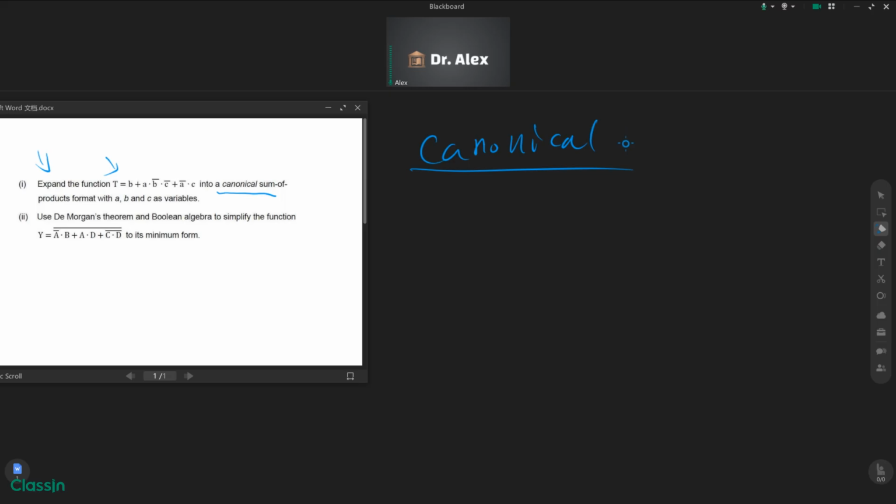First of all, the key to solving this problem is to understand the meaning of this term, which means each section of the original function should contain all the variables. We can see the original function, which is T equals B, or A and not B, not C, or not A and C. The second item contains all three variables A, B, and C.